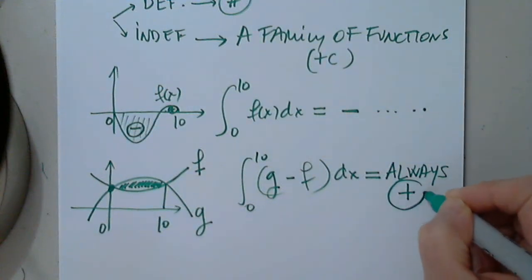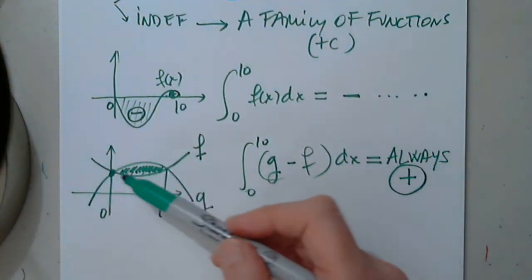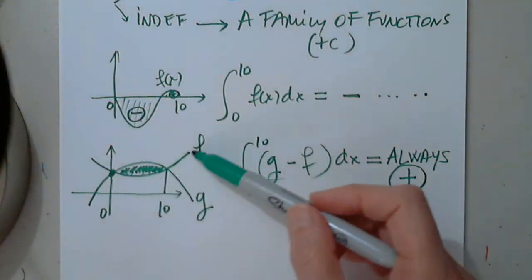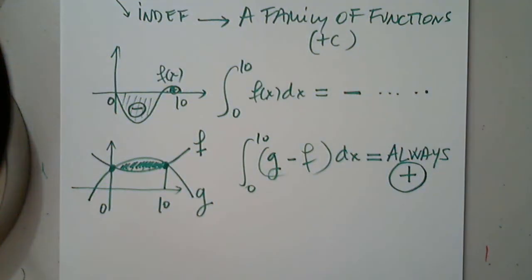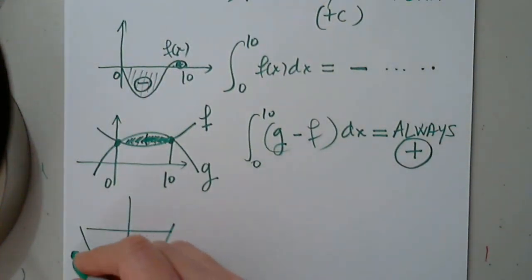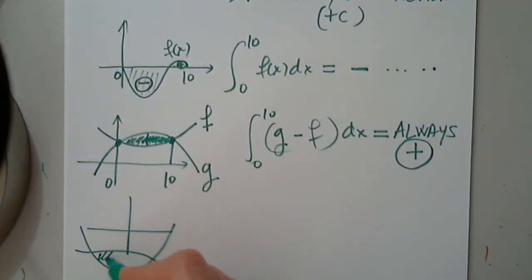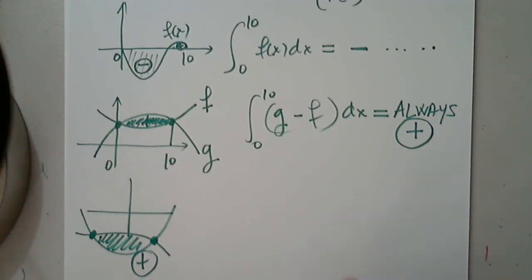Positive. Always positive. It's an area enclosed between two functions, or it could be among several. So this will always be a positive number, even if it's somewhere here. Still a positive number. Okay, so please remember that.